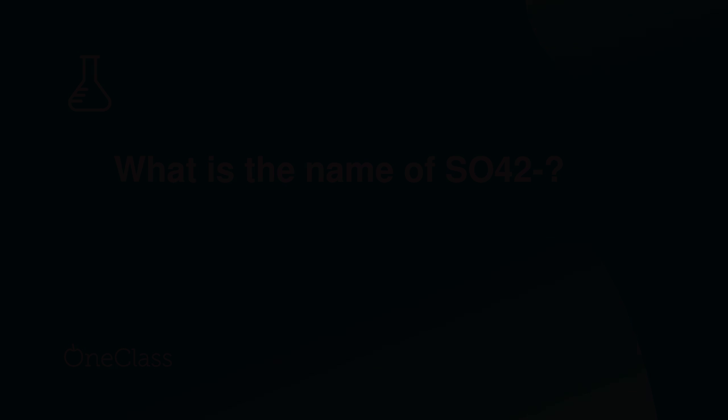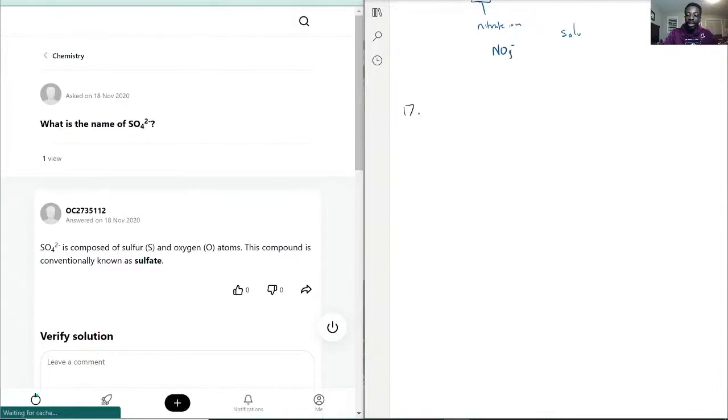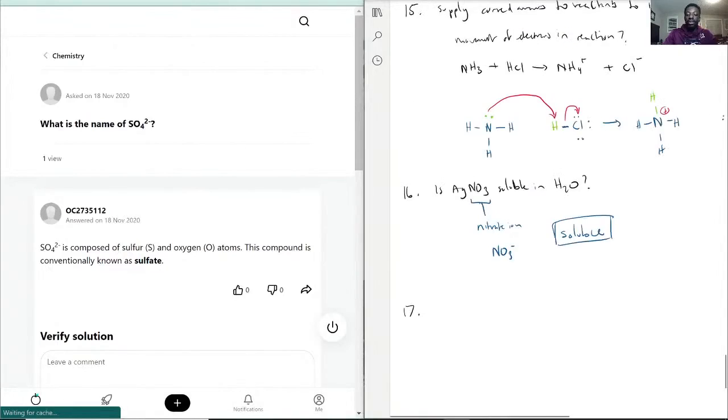Number 17. Actually, this is a way to add. Let's finish that question. Okay. So now question 17. What is the name of SO4 2 minus?